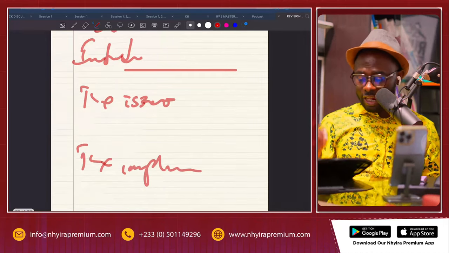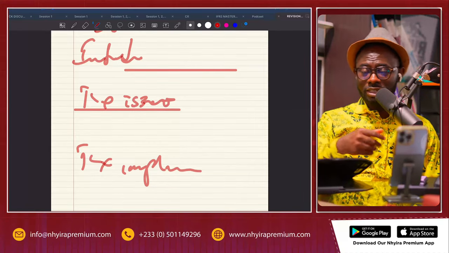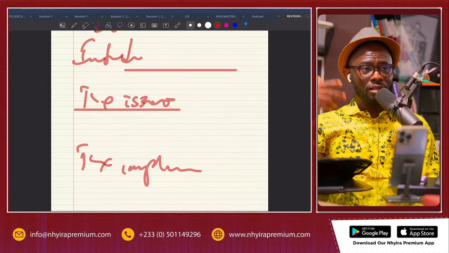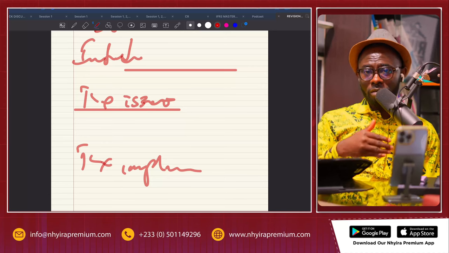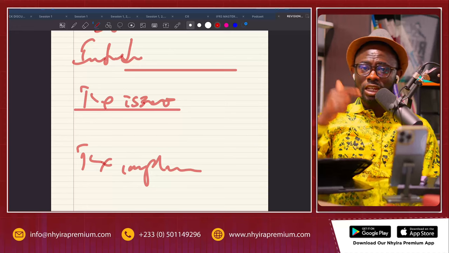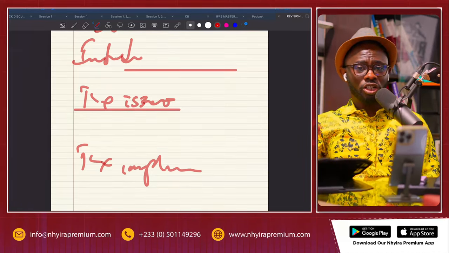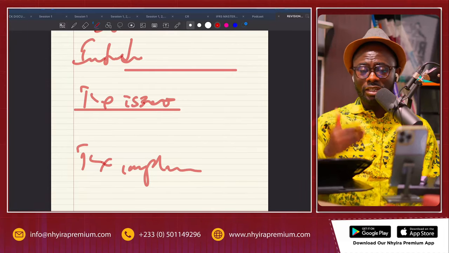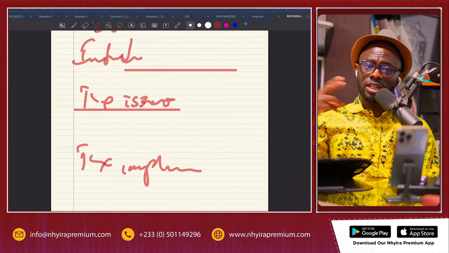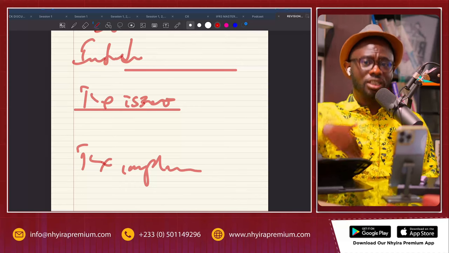If you're answering that, the tax issue is in accordance with the Income Tax Act 2015, Act 896. Investment in shares is going to create future income in the form of dividend payments. This dividend payment may be subject to withholding tax depending on the percentage of ownership in the entity paying the dividend. Where the ownership is above 25%, the dividend is exempted from tax. Where the ownership is below 20%, the dividend is going to be taxed at a rate of 8%. That is the tax issue.